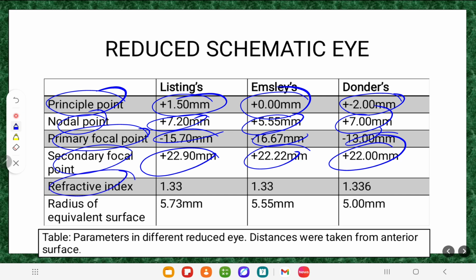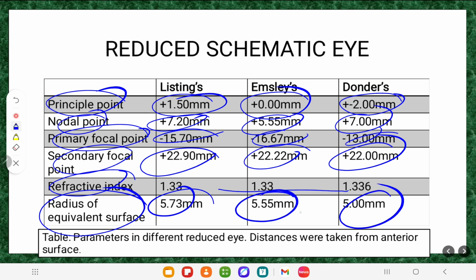The refractive index in almost all cases is the same. The radius of the equivalent is the same. Sometimes you can see the nodal point, and the radius of curvature is the same in the case of Emsley. So there are a few subtle differences, but you don't have to just remember all these things.